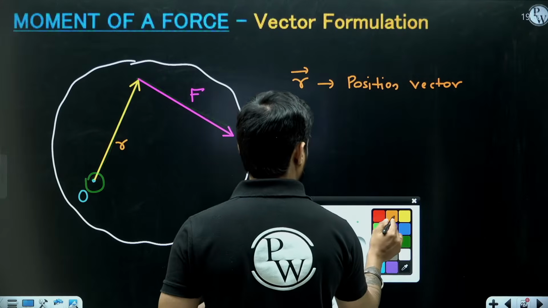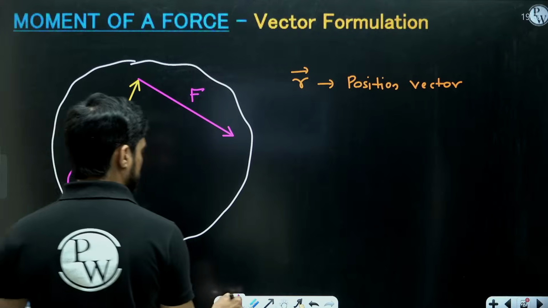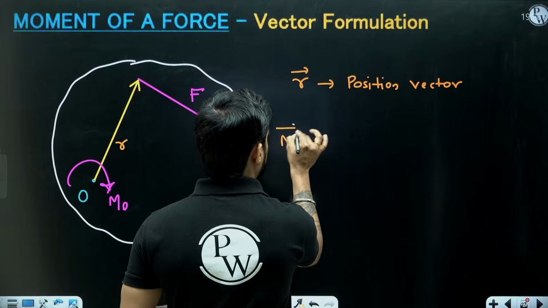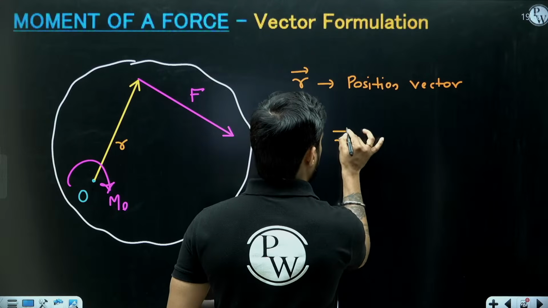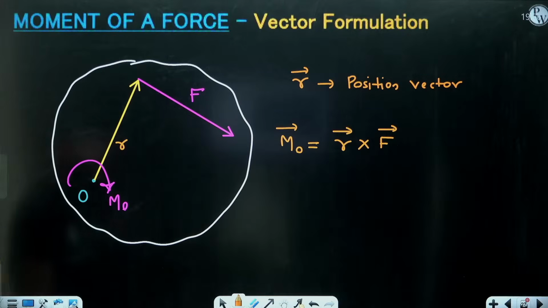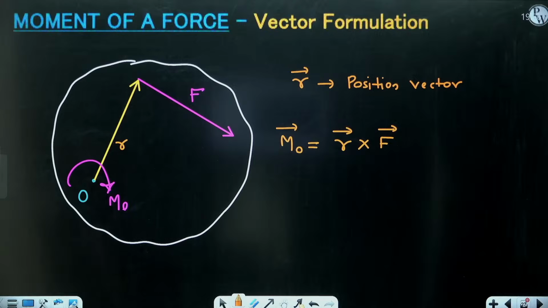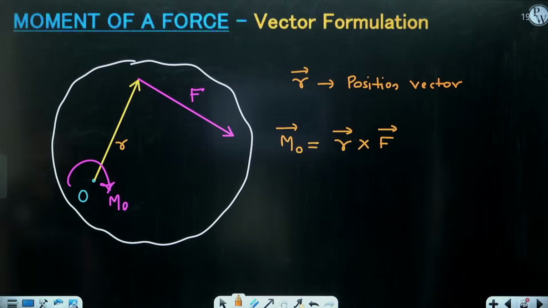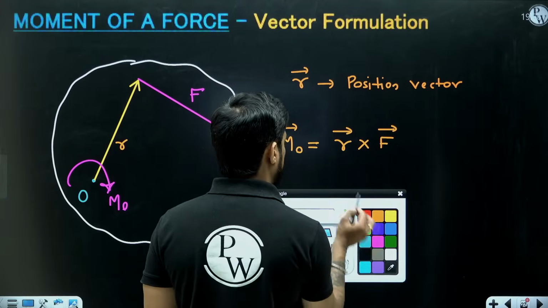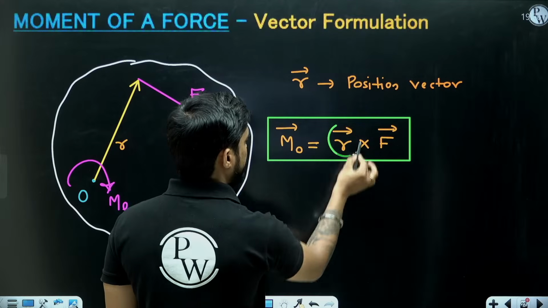Now the moment m of the force about point O is actually the cross product of the position vector and the force vector. The moment m is the cross product of the position vector and the force vector. So m is r cross f. Now you might be wondering, what is this?